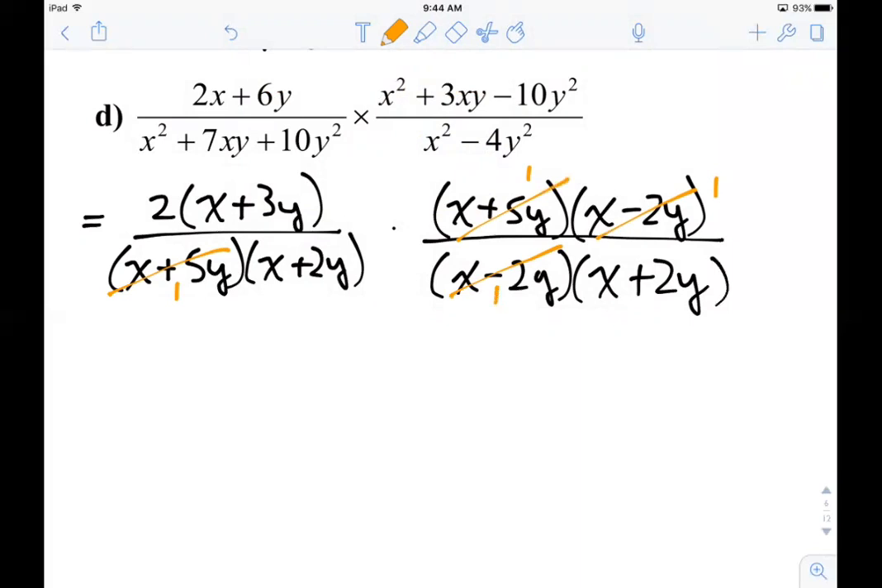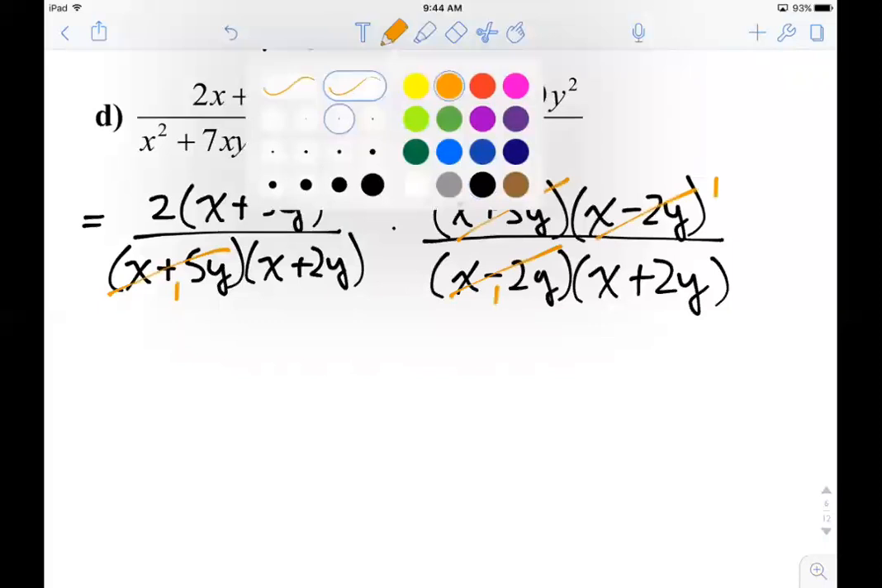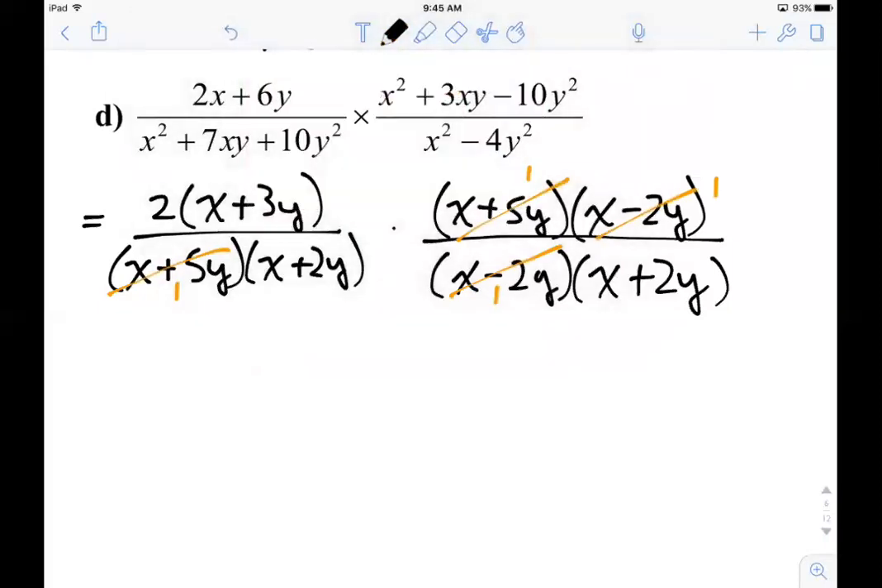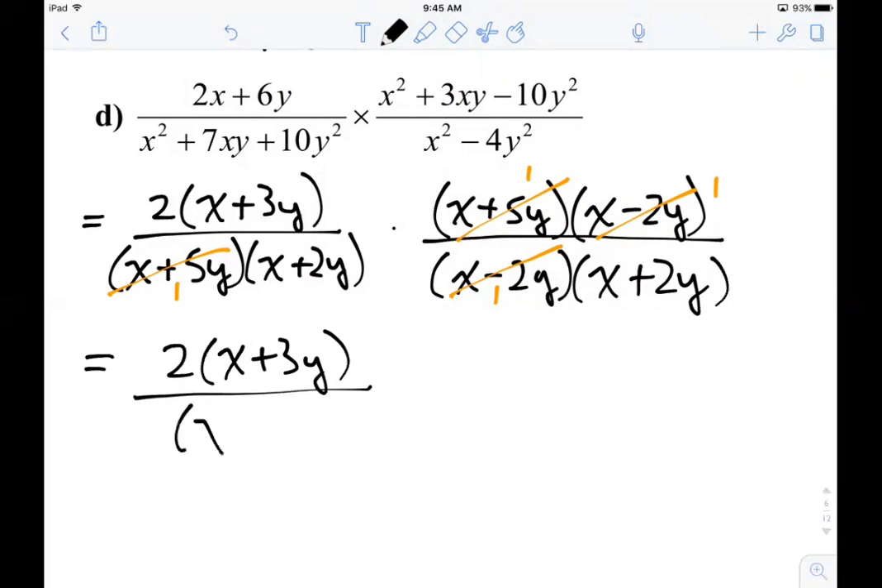So what does that really leave me with? Okay, well, on top, I've just got the 2 times x plus 3y part left over, so I'll write those. And on the bottom, I have an x plus 2y and then another one of those exact same factors. So a slightly simpler way that I can write the bottom now is I just write x plus 2y squared, because I have 2 of those same identical factors.